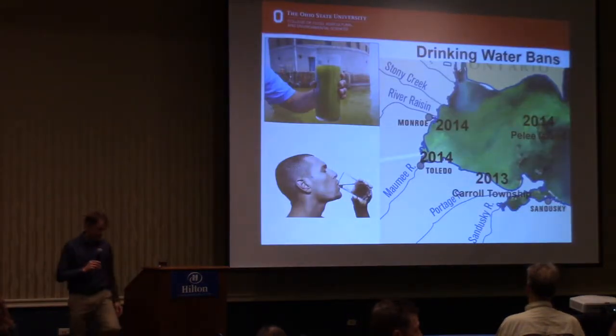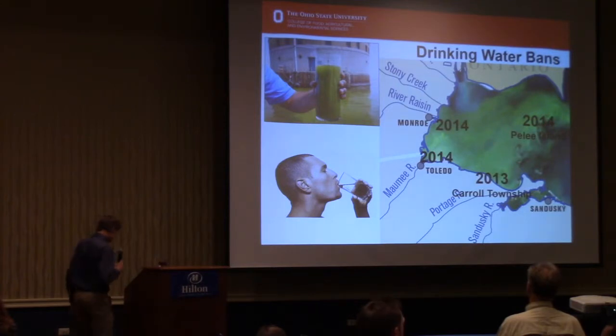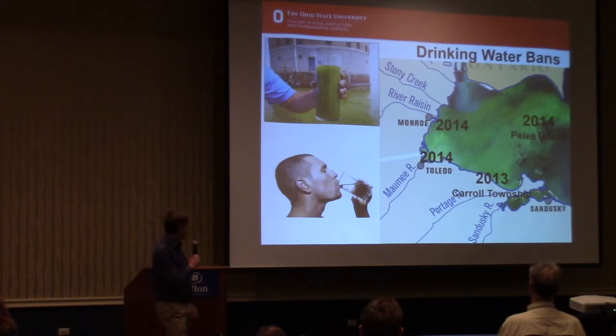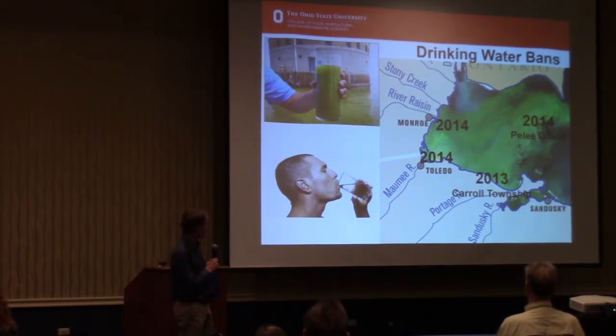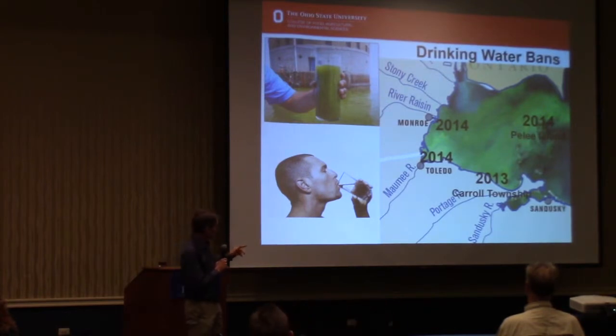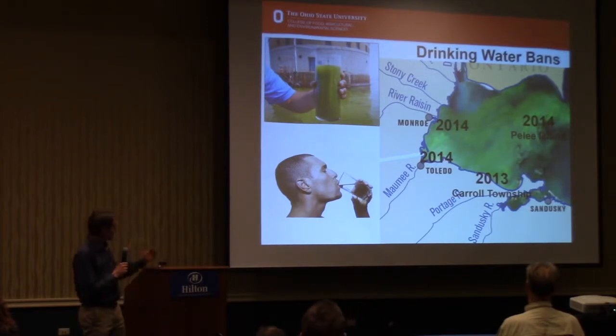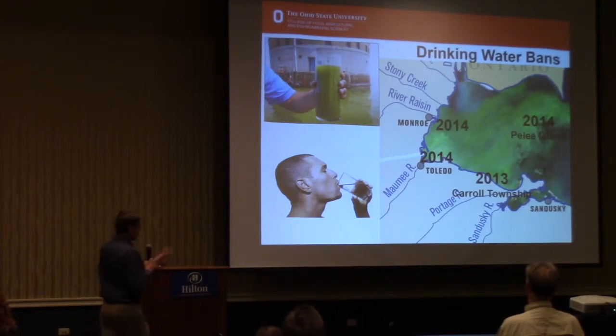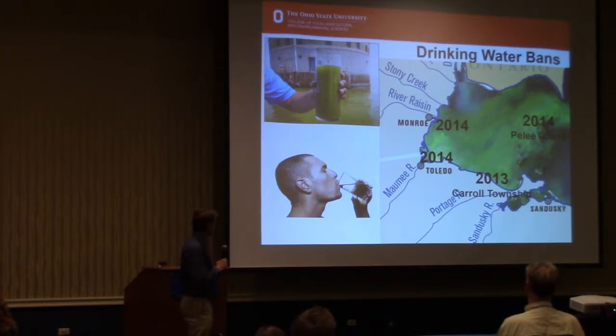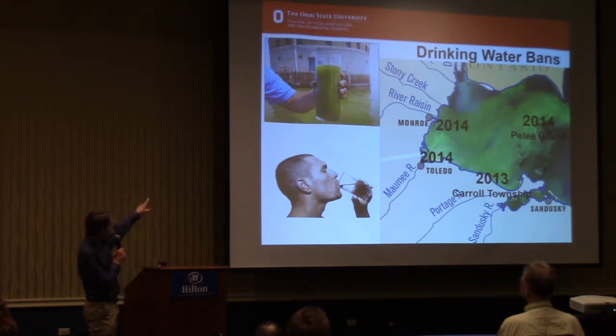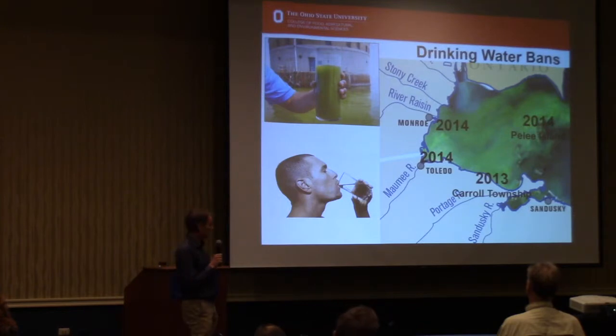And it wasn't just a drinking water ban in Toledo. I'm going to move this wire before I hurt myself here. In Toledo, we had a drinking water ban in 2014. There was also one on Pelee Island in the middle of the lake, in Monroe, Michigan in 2014, and in 2013, in Carroll Township a little further southeast in Ohio. So you can see what the extent of the harmful algal bloom looked like that year. You can see what it looks like when somebody holds it up in their hand. That's the water intake for the city of Toledo right behind that. So you could see that there was a heavy concentration of algae that year.